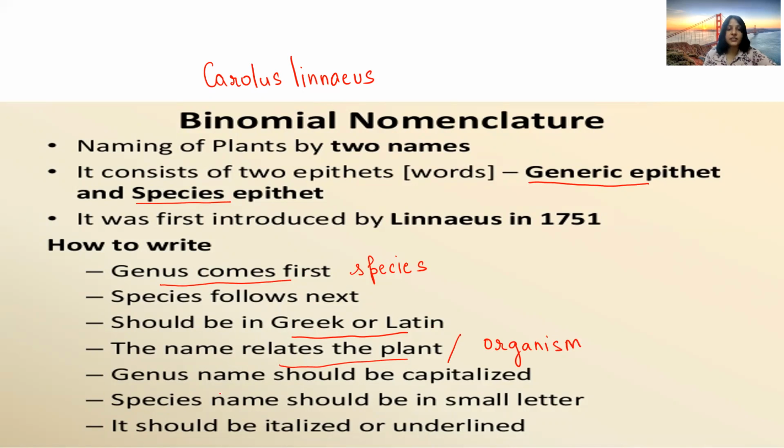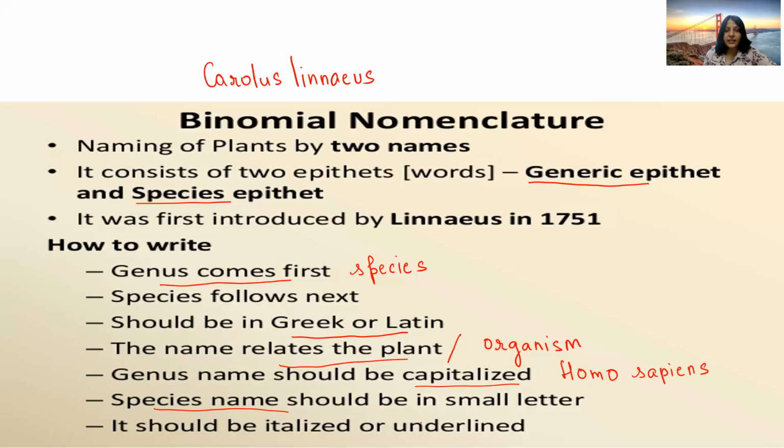Okay. Genus name should be capitalized. We have to start with the capital letter. For example, human. So Homo sapiens is the scientific name. Here it will be capital H. Species name should be in small letters. So sapiens is the species name, which will come like this.